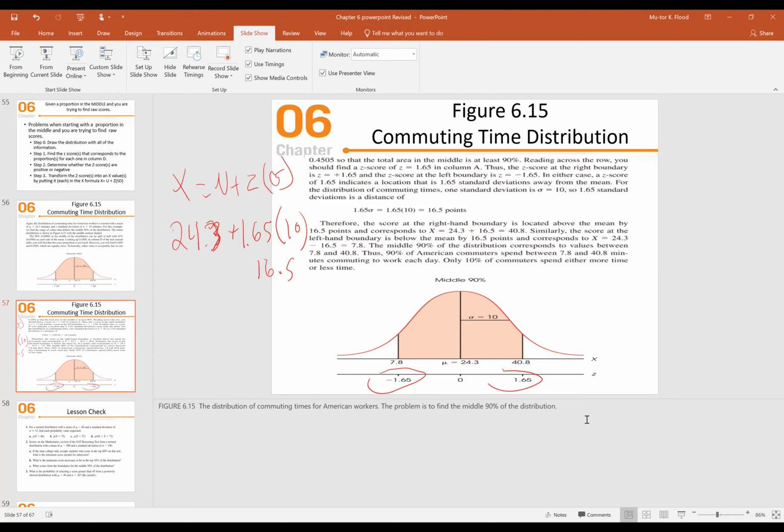40.8. But that's only for the positive z-score. The negative z-score is 24.3 minus 1.65 times 10, which is going to give you 7.8. So our two raw scores are 40.8 and 7.8.